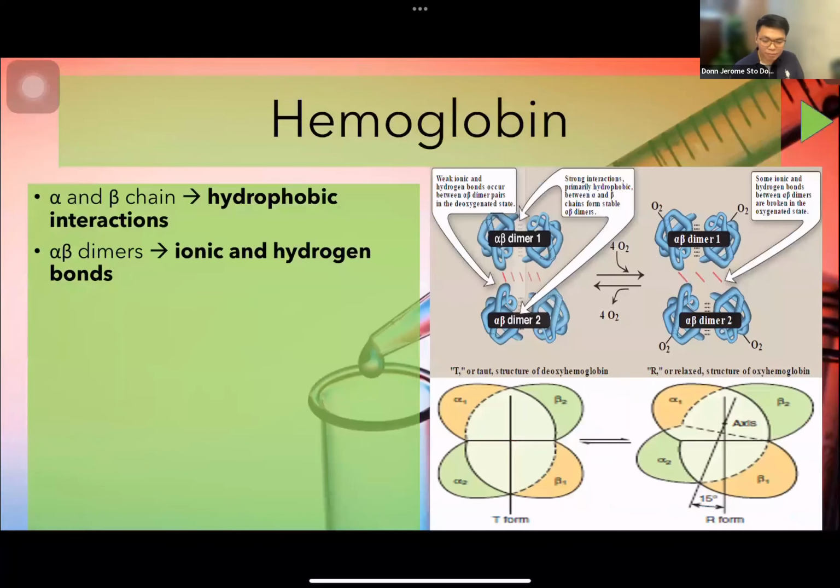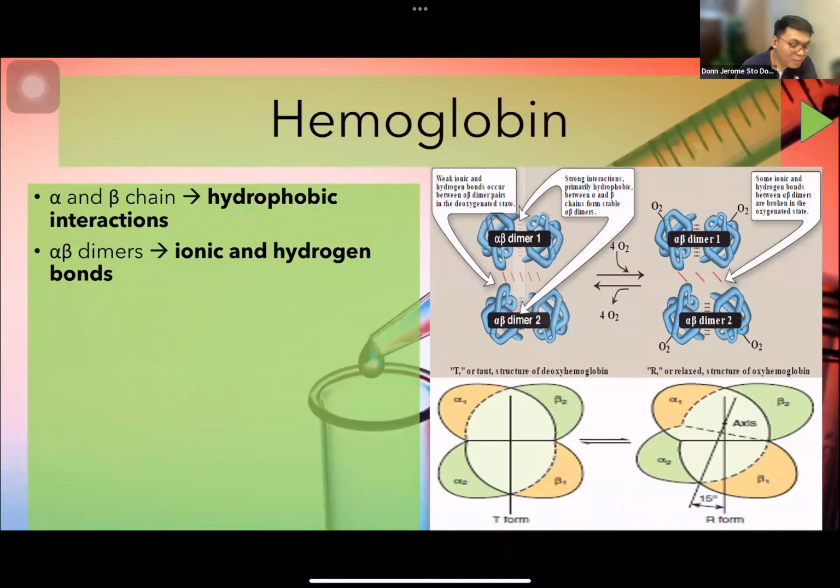Okay? So this is the more difficult part. We'll be discussing now the different forces. What are the forces that hold your hemoglobin together, and what is the effect of oxygen on these forces?